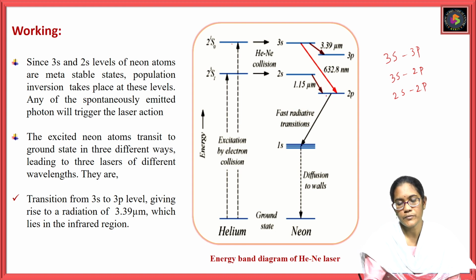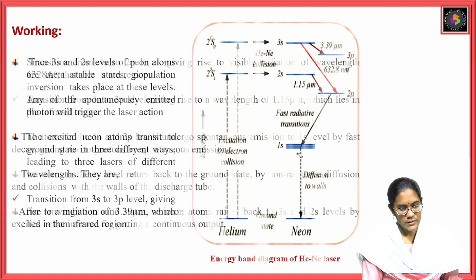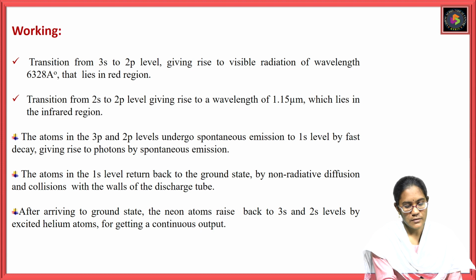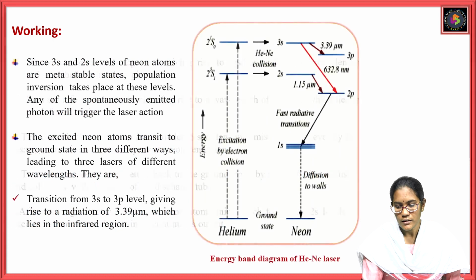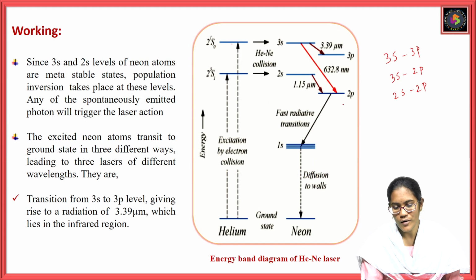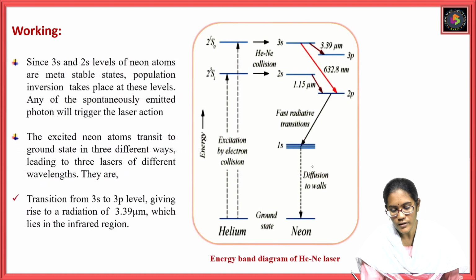So the output coming from this helium neon laser is 632.8 nanometers. After that there is a transition from 2p to 1s and from 1s to the ground state. The atoms in the 3p and 2p levels undergo spontaneous emission to the 1s level by fast decay, giving rise to photons. So this transition from 2p to 1s is a fast radiative transition, due to the spontaneous emission of radiation. And after that there is a transition from 1s to the ground state.